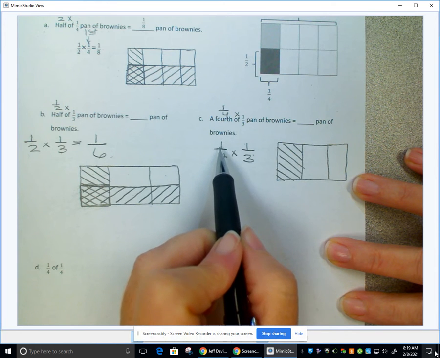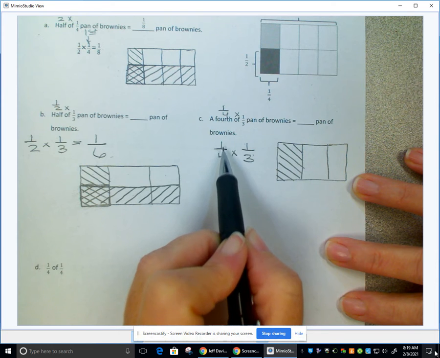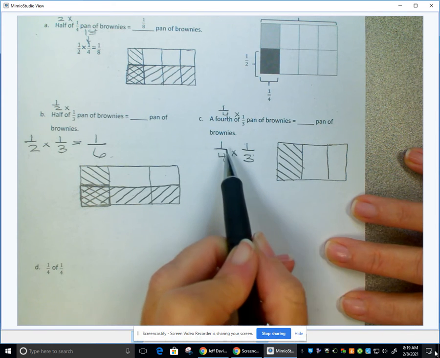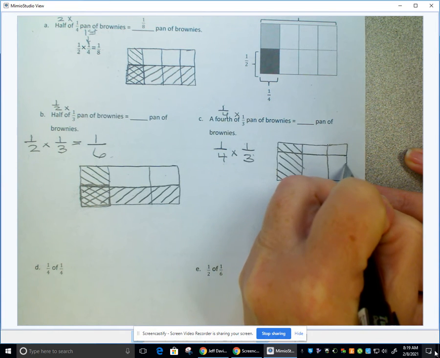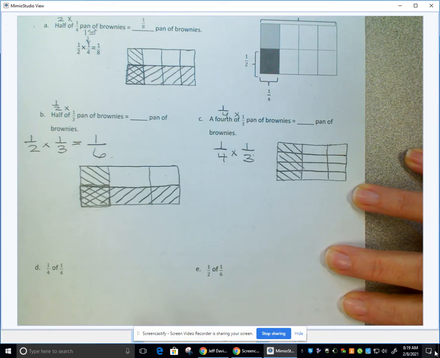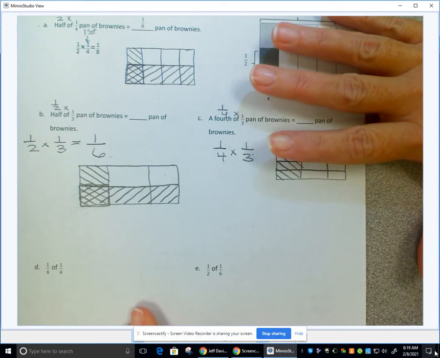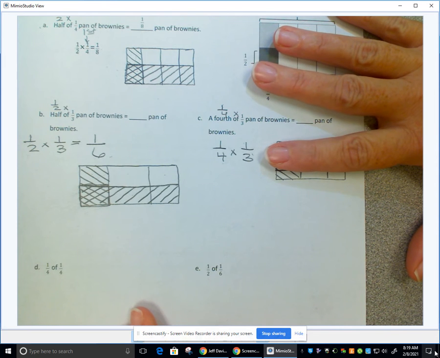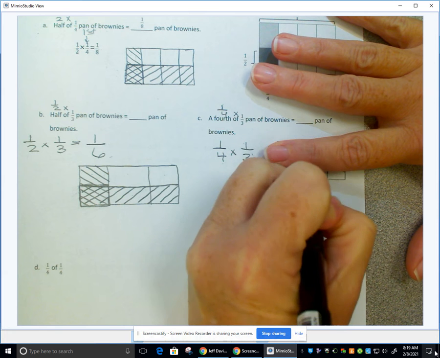And then horizontally, I want 1/4. So I want 4 groups going sideways. So if I want 4 groups, I need 3 lines. There they are. And I want one of those 4 shaded. So I'm going to cover them all with my finger. That'll help me a little bit. And I'm going to go the opposite direction.